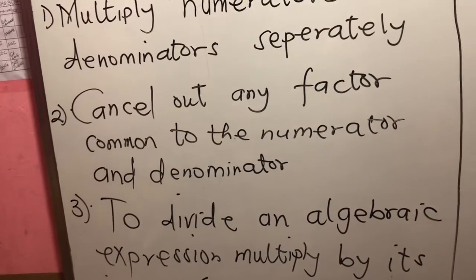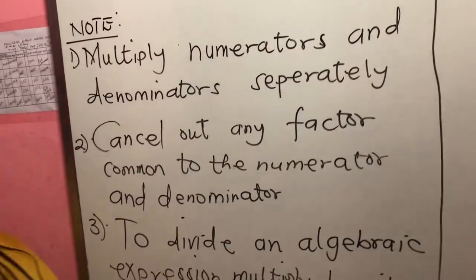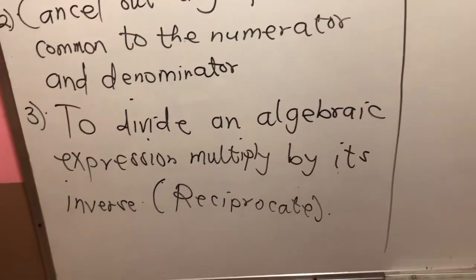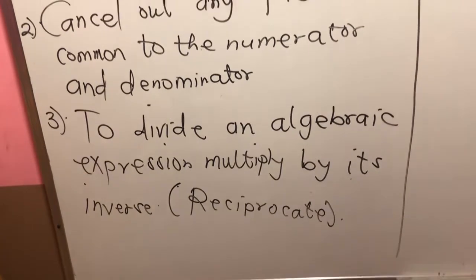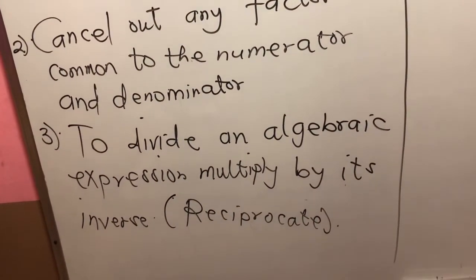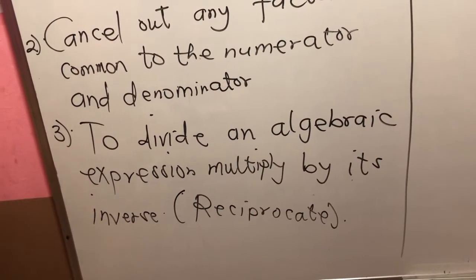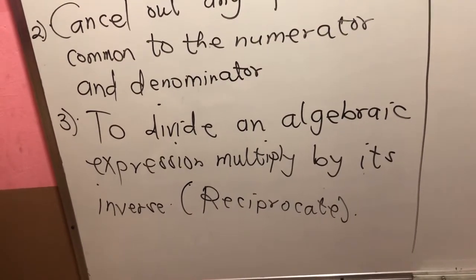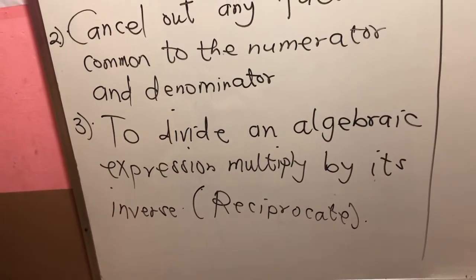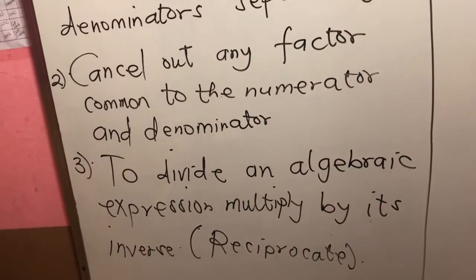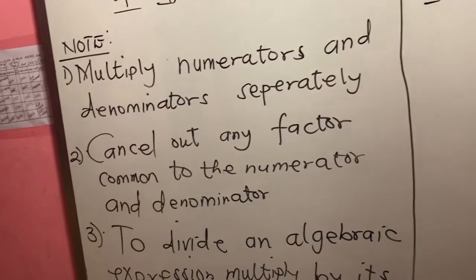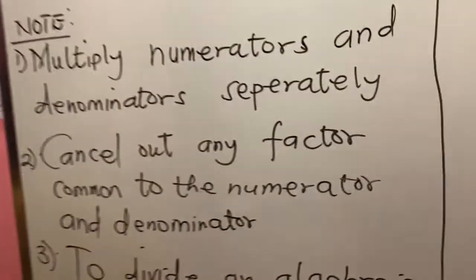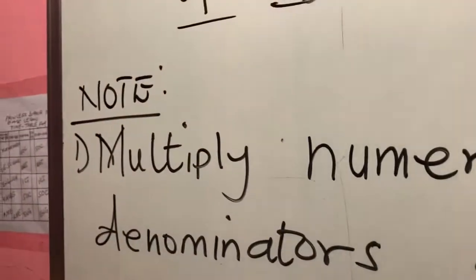And the third one is to divide an algebraic expression by multiplying by its inverse, what we normally know. When we are dividing 2 fractions, let's say 1 over 2 divided by 1 over 4, you know you cannot work with the division sign. You have to reciprocate, and you have to change the division sign to a multiplication sign. And by doing that, you reciprocate the fraction on the right hand side. So that is what we are learning today.